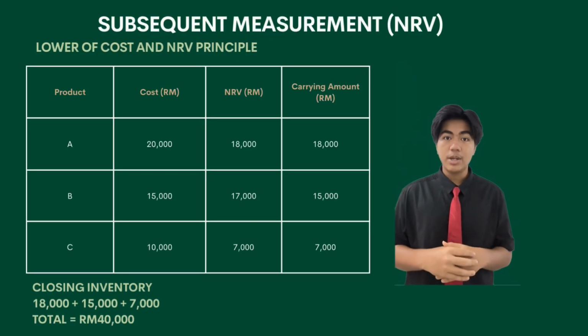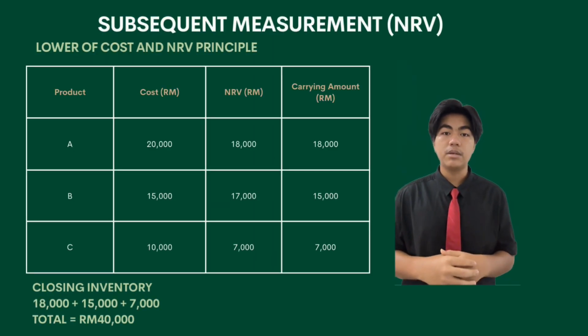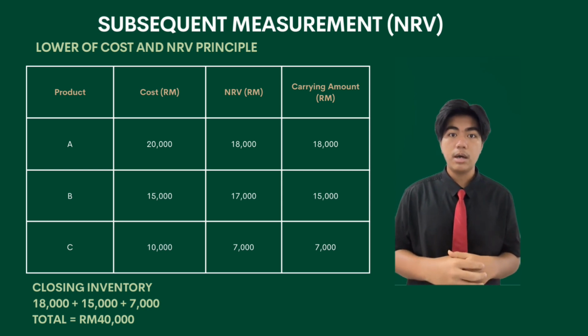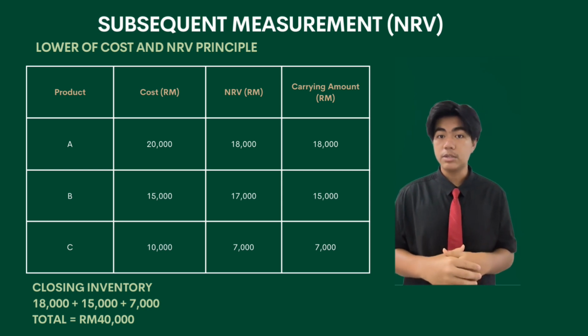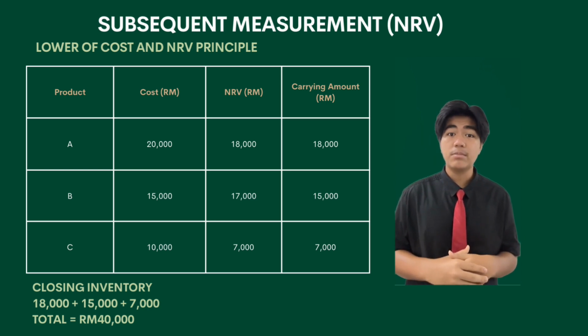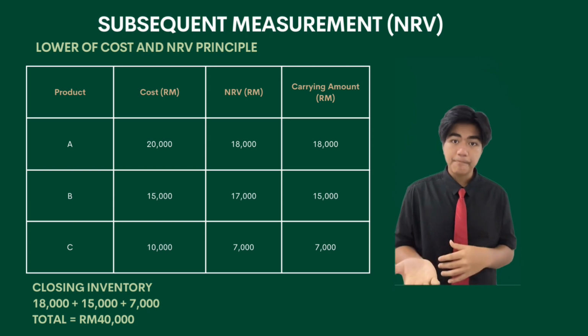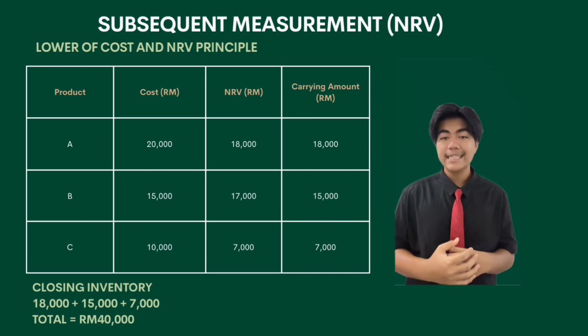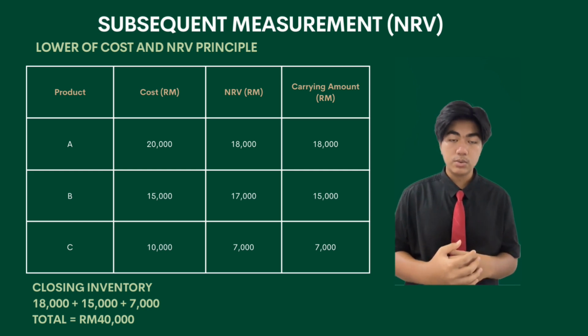Thank you, Aspa. So now I will explain about subsequent measurement using NRV. After inventories have been initially recognized, MFRS 102 requires them to be measured at the lower of cost or net realizable value, or NRV. The purpose of this requirement is to ensure that inventories are not reported at an amount higher than what a company expects to recover from selling them. For product A, the cost is RM20,000 while the NRV is RM18,000. Since the NRV is lower, the inventory must be reported at RM18,000, resulting in a write-down of RM2,000.